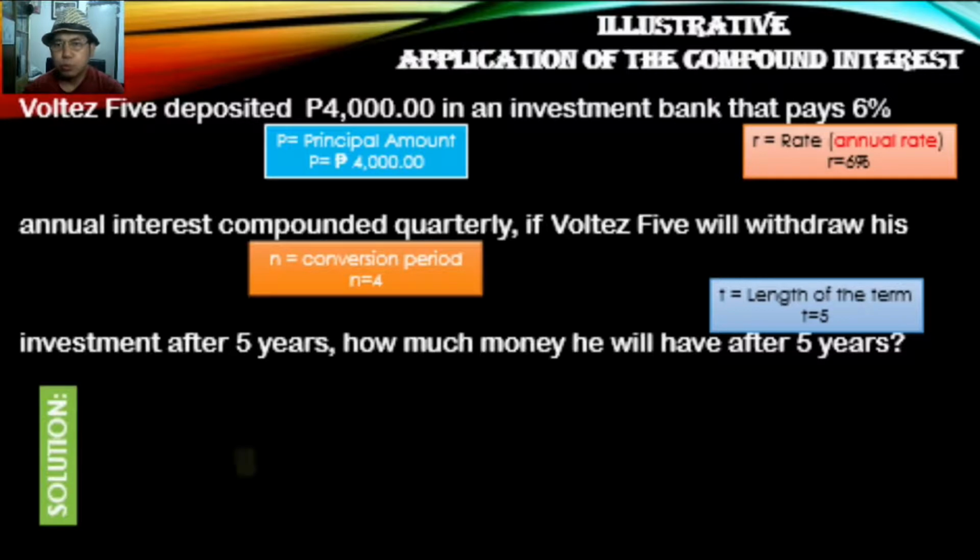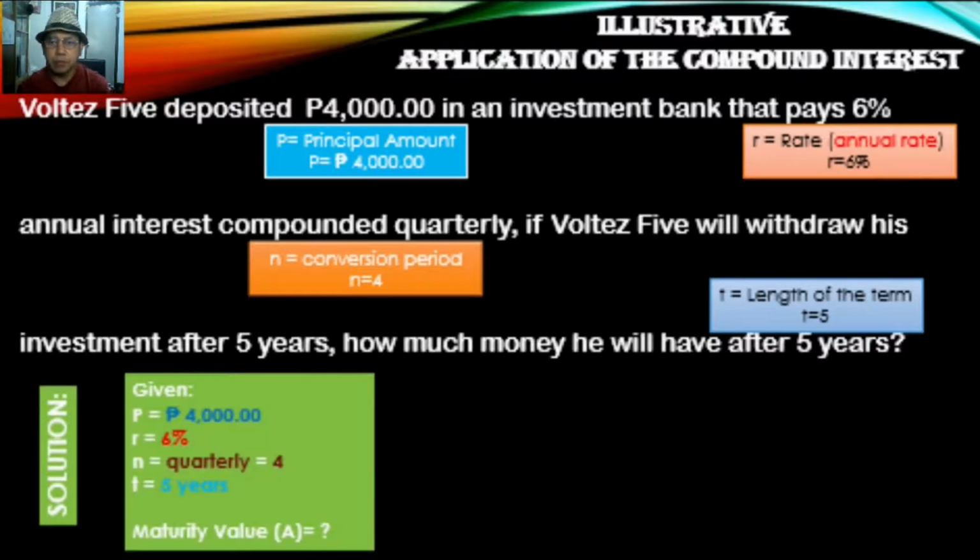So the solution would be, we have here the following given. Again, the principal is 4,000 pesos. The rate is 6% annual rate. And of course, the mode of conversion is quarterly, which is n equal to 4. And the length or period of the loan or investment is 5 years. What is the problem? What is the maturity value or future value after 5 years? So that is the given.